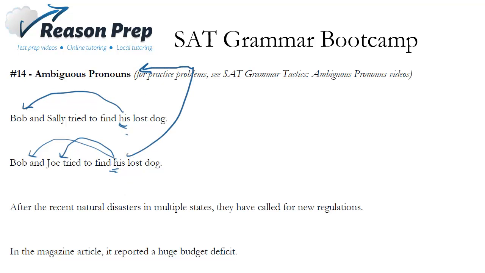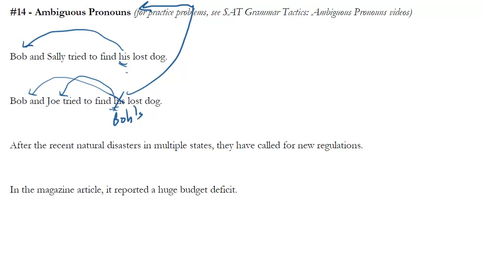So how would you fix it? There's a lot of ways. One way is just to make it clear. So Bob and Joe tried to find Bob's lost dog, right? That's enough. The next couple sentences, we've got ones that actually don't have a pronoun at all, so they're kind of like dummy pronouns. After the recent natural disasters in multiple states, they have called for new regulations.